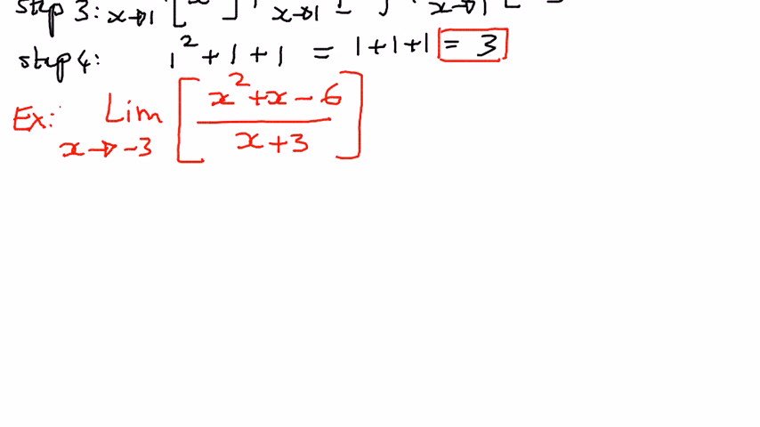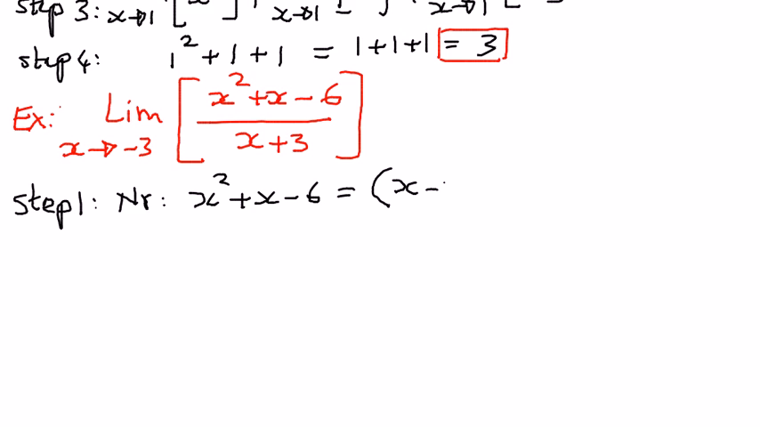Okay, so to be able to solve this problem, we're going to break it down into these different steps. Step number 1, we're going to look at the numerator part. We'll take the numerator and then factor it. We have x squared plus x minus 6, and using our factoring techniques, if we were to factor this, we're going to arrive at x minus 2 times x plus 3. x minus 2 times x plus 3 is the factored form for this trinomial, x squared plus x minus 6.